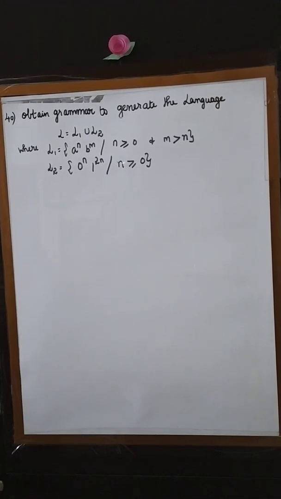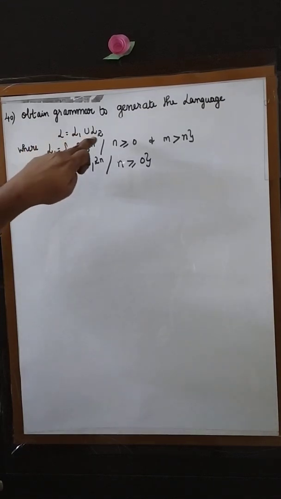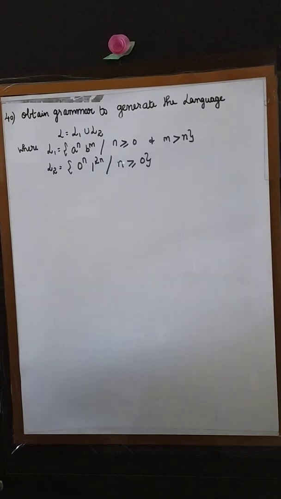Now, next question: we have to obtain a grammar to generate the language L equal to L1 union L2. Here they have given you two languages, one is L1 and another one is L2. L1 is a to the power of n, b to the power of m, where n is greater than or equal to 0, whereas m will always be greater than n. Similarly, in L2 we have 0 to the power of n and 1 to the power of 2n, and n should always be greater than or equal to 0.